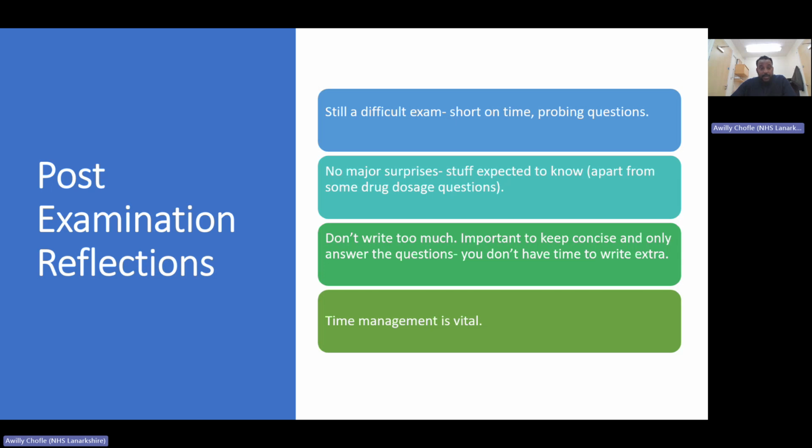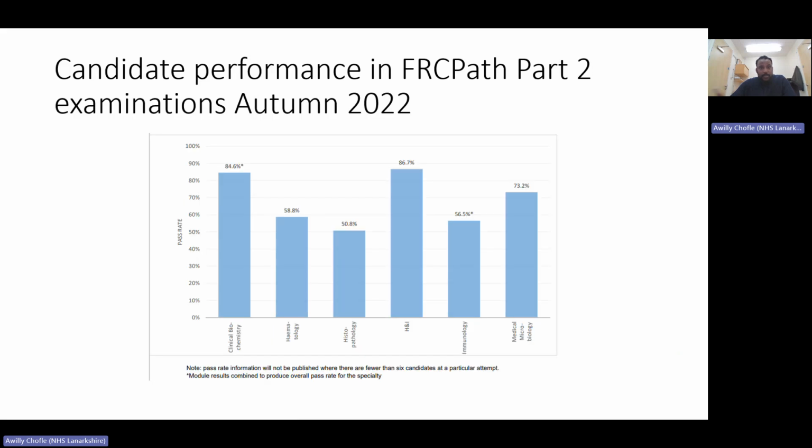And after the exam, you've done what you have done. You don't need to worry. It's out of your hands. You just need to relax and wait for your results. But there is some good news in our exam in autumn. These were the results. I think the pass rate was good.